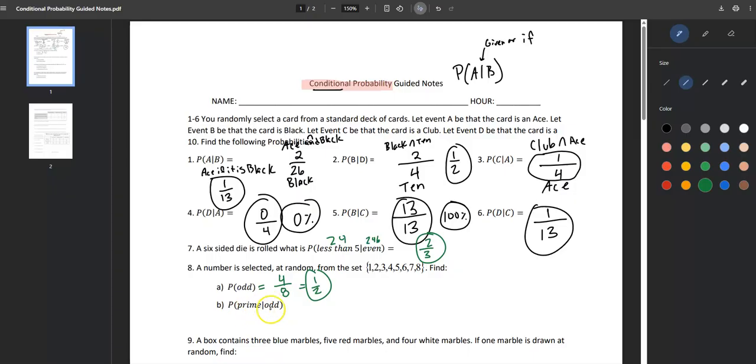And then I can come to this. What's the probability of getting an odd number, or a prime number if it's odd? So I look at just the odds. That's the 1, 3, 5, and 7. So there are 4 odd numbers. And how many of those are prime? Well, 7 is, 5 is, and 3 is. So it'd be 3 out of 4 for that.